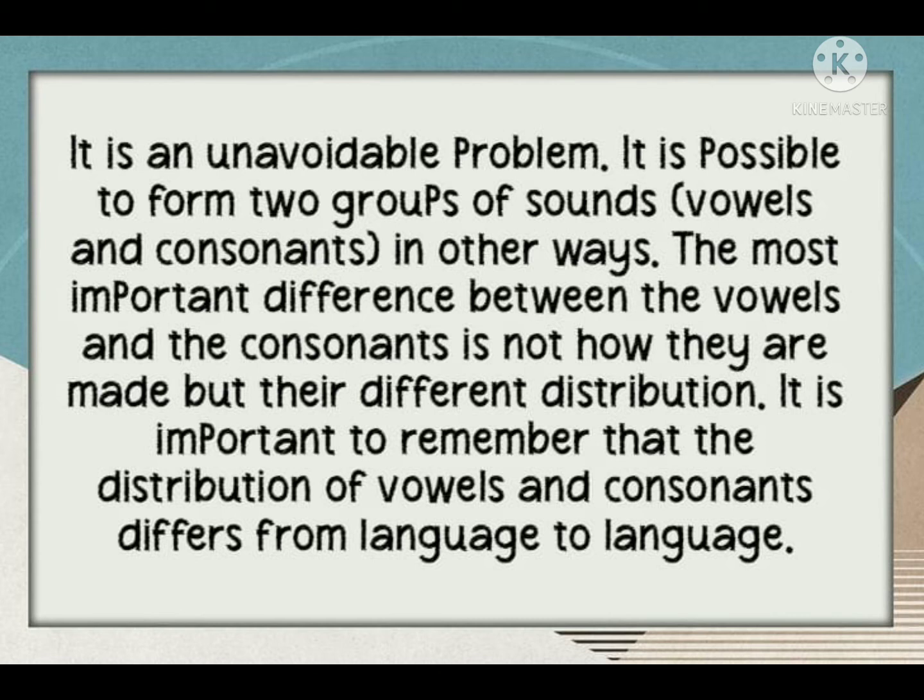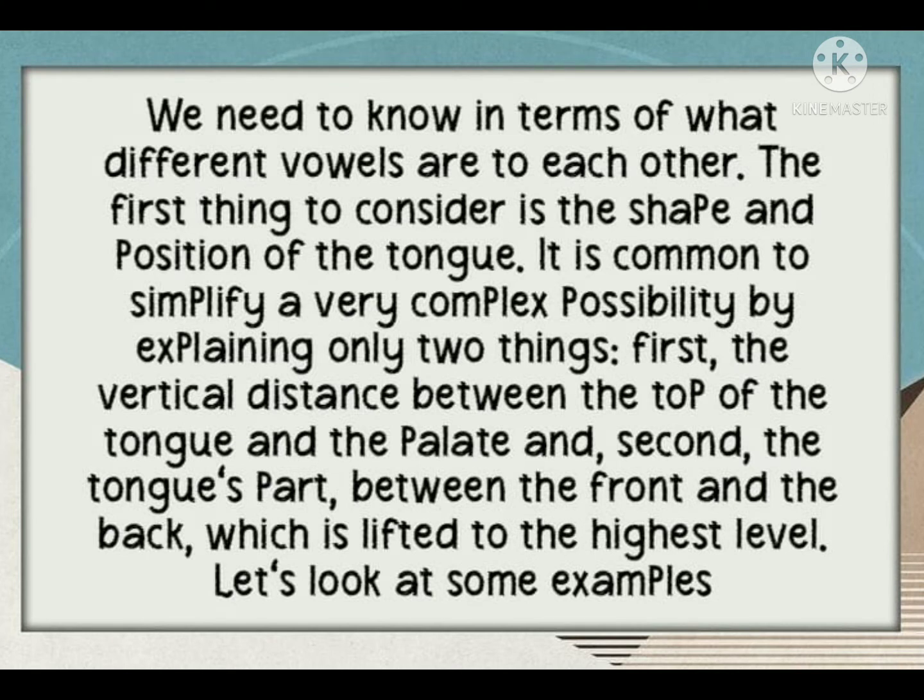It is possible to form two groups of sounds, vowel and consonant, in other ways. The most important difference between the vowel and the consonant is not how they are made but their different distribution. It is important to remember that the distribution of vowels and consonants differs from language to language. We need to know in terms of what different vowels are to each other. The first thing to consider is the shape and the position of the tongue.